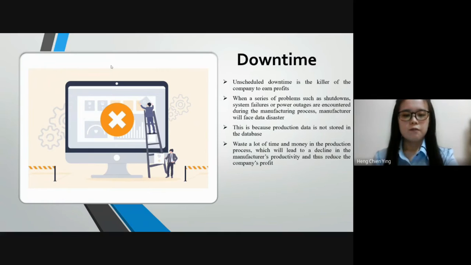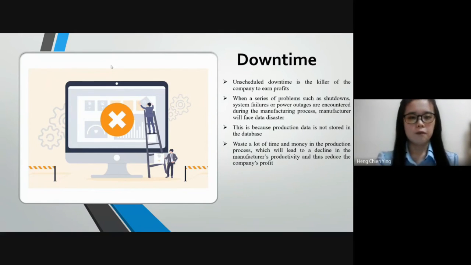Therefore, the manufacturer will waste a lot of time and money in the production process, which will lead to a decline in the manufacturer's productivity and thus reduce the company's profit.